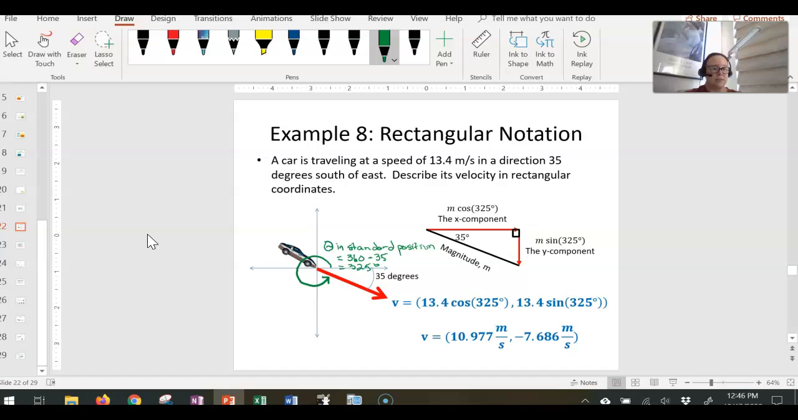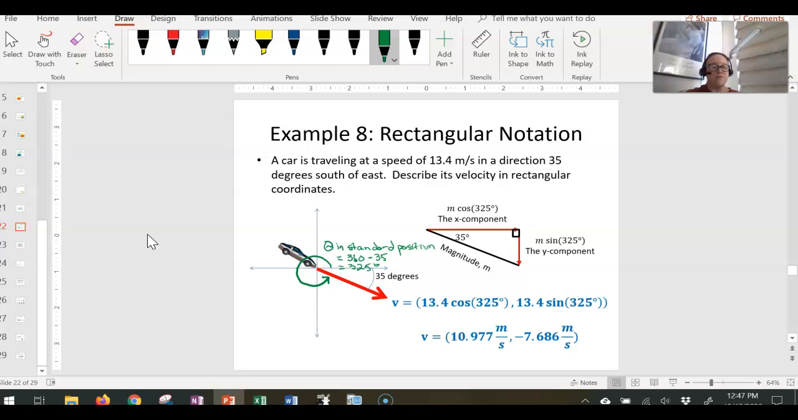Let's look at one other example that highlights the importance of making sure that the angle you're using is in standard position. So here we know the velocity vector of a car. It has a speed of 13.4 meters per second and it's moving in a direction 35 degrees south of east. So I need to find that angle in standard position.